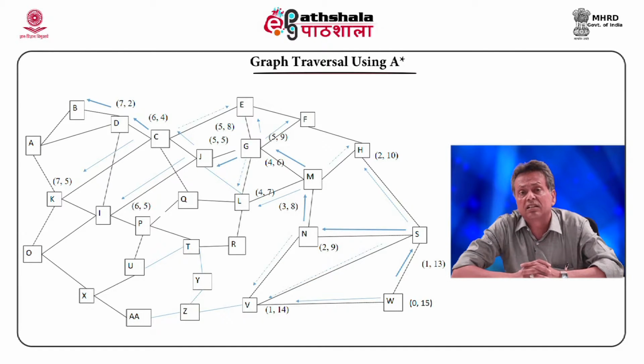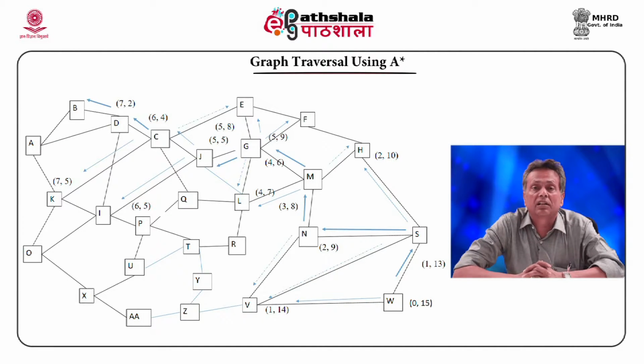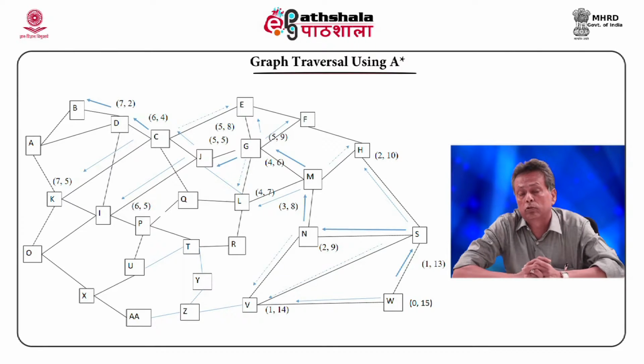In case of S, the H dash value, the heuristic estimate of reaching B, is 13. In case of V, it is 14. Obviously, G plus H dash value is 14 for S and 15 for V. So obviously, S is a better candidate. So S will be explored next.